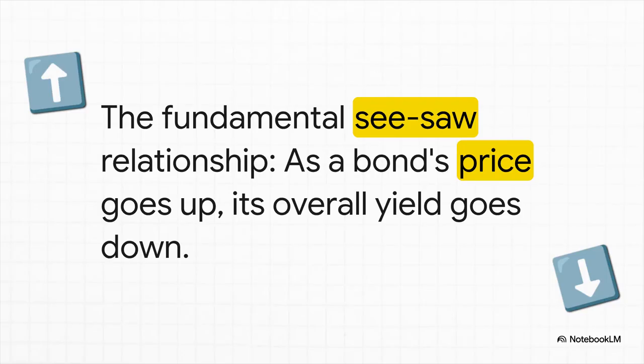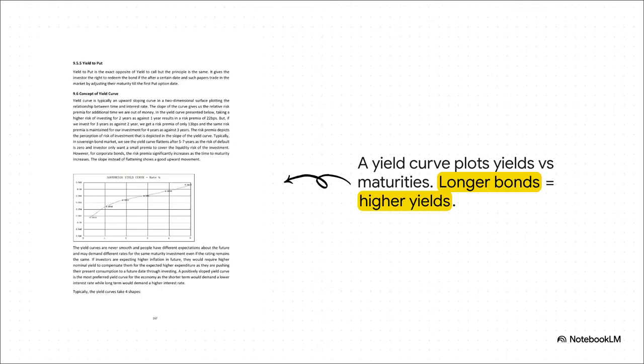And this brings us right back to that fundamental seesaw relationship we talked about. Price and yield move in opposite directions. I'll say it again because it's that important. As a bond's price goes up, its overall yield goes down. It just makes sense, right? If you pay a higher price for the same stream of cash flows, your effective rate of return has to be lower.